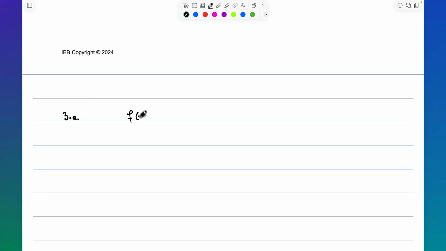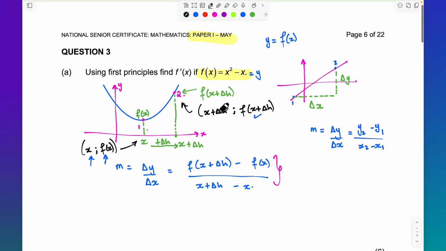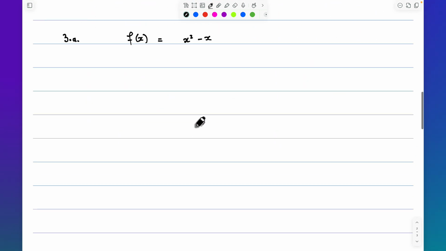So f of x is equal to x squared minus x, I think. Let me just scroll up to confirm. Yeah. Okay, cool. So now we're very quickly going to run through how to apply our derivative using first principles.